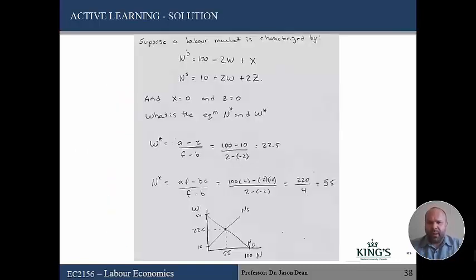Okay, so we can work it out as you see here. Our W star is (A minus C) over (F minus B). You remember that from the lecture notes from the previous slides. And so we find that the wage in equilibrium is 22.5. So W star is 22.5. N star is equal to (A times F minus B times C) over (F minus B), and that's equal to 55. Okay, so the answer is W star is 22.5 and N star is 55, and this is what it would look like in a diagram.